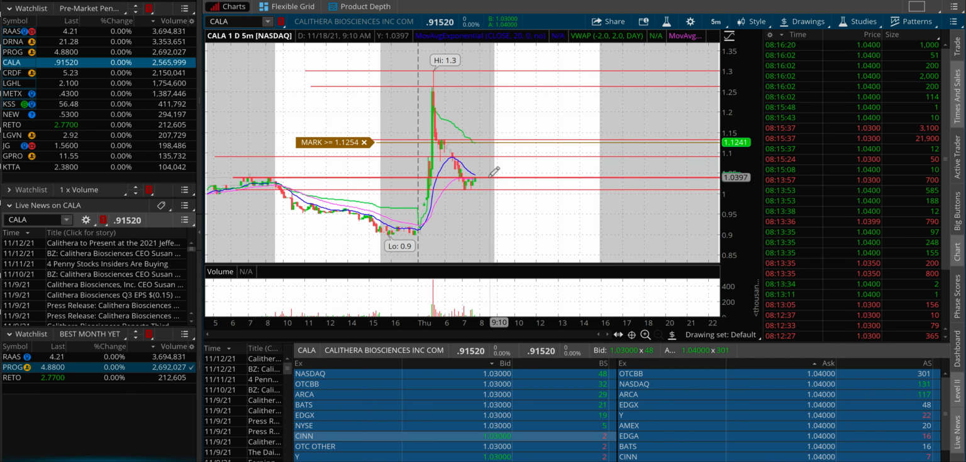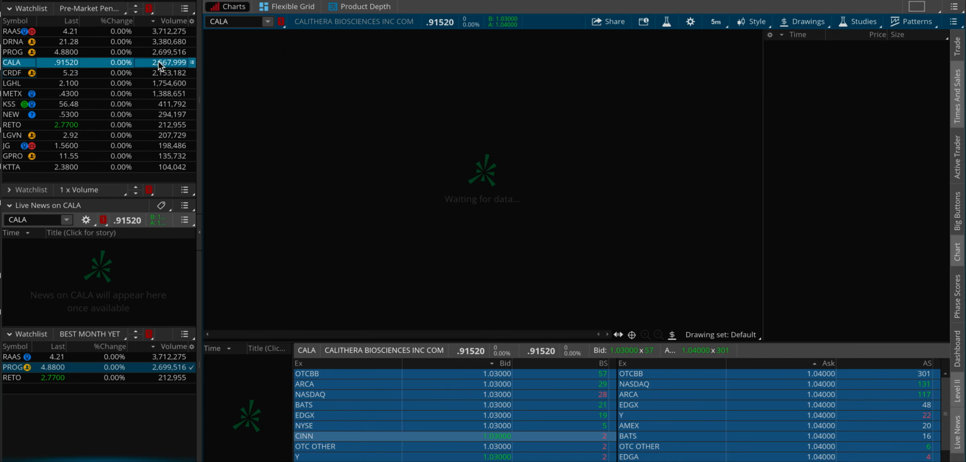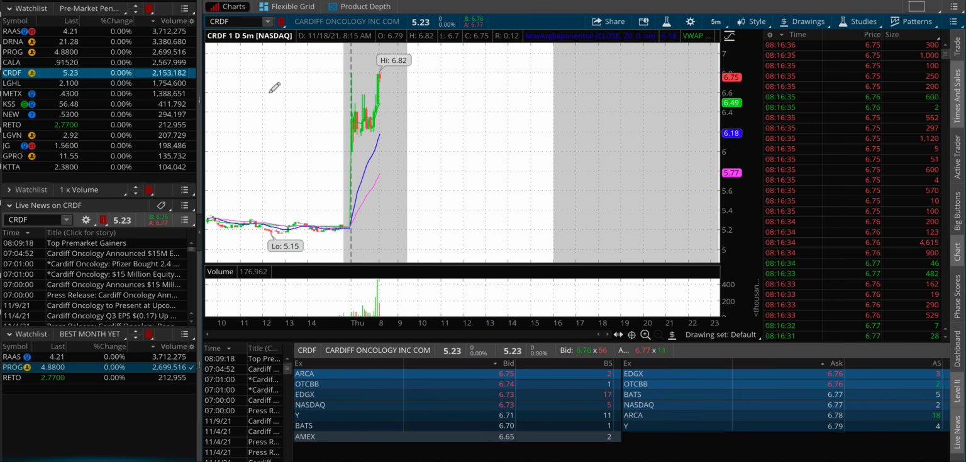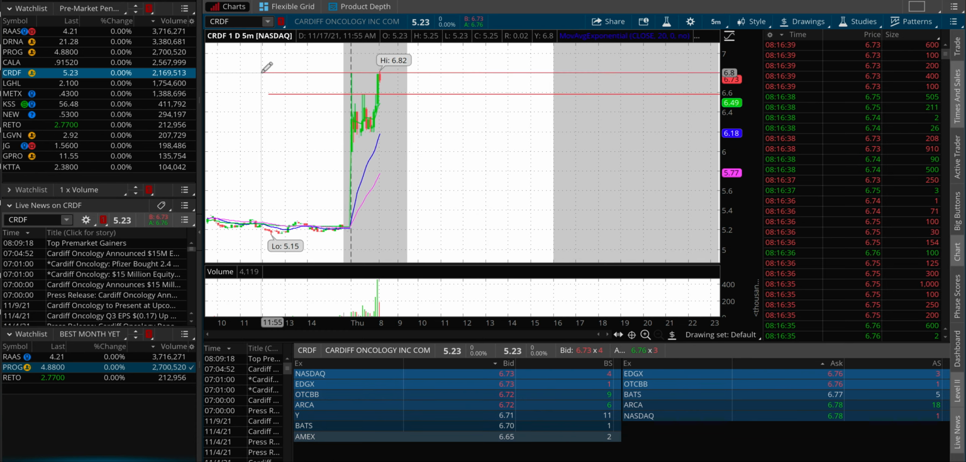Also, break above this level, it could start some sort of a squeeze. I don't want the cheap stocks, but that's a range I would trade it. It's not my favorite, but I'll trade it. Anything below 80 cents, I don't even trade.